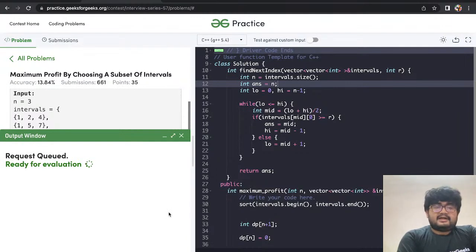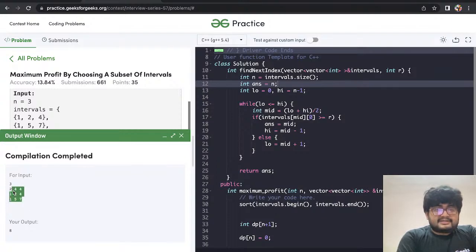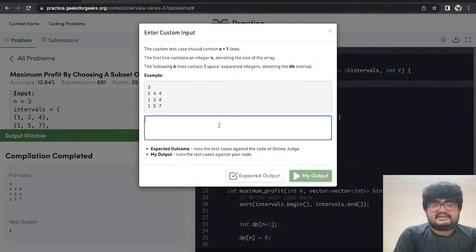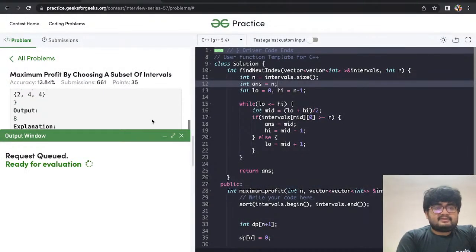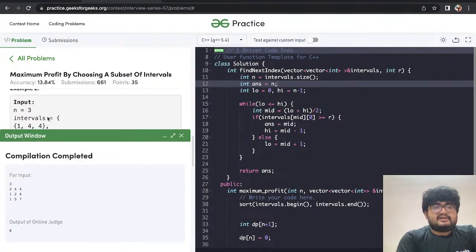Where is the Java code? You can get that in the solutions, right? So the output here is 8. Let's check if that is correct. Let's see the expected output for this. I think it is 8. This was the case that it ran on, right? So it's 8.